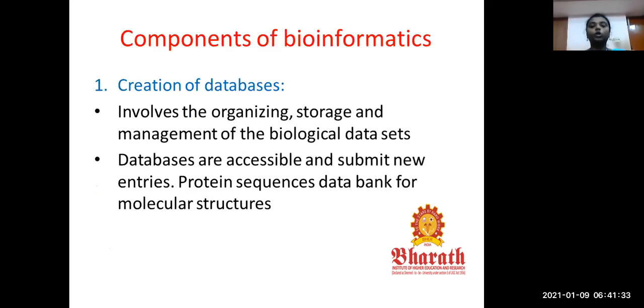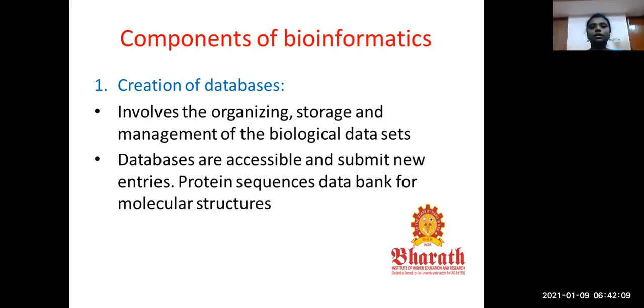And the components of bioinformatics. We have three components. The first is creation of databases. It involves the organizing, storage, and management of biological data sets. The second point is that databases are easily accessible, and we can submit new entries. Then protein sequence data banks for molecular structures. So this is the first component, creation of a database.